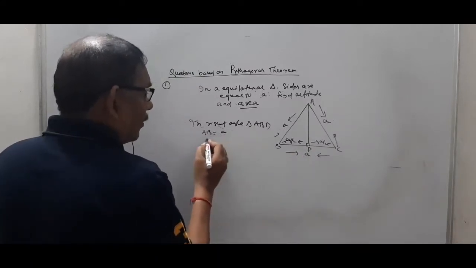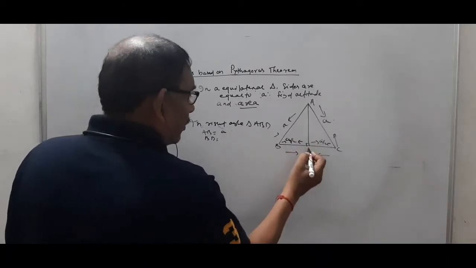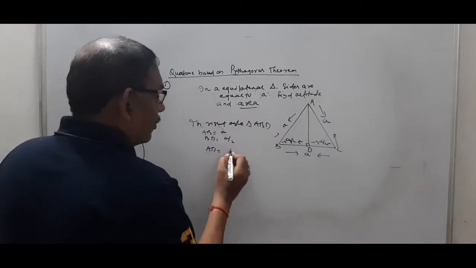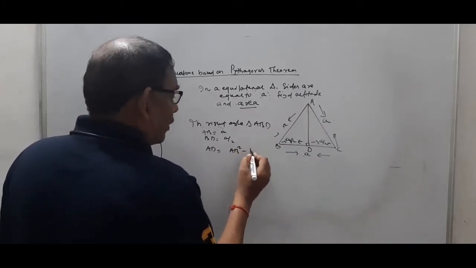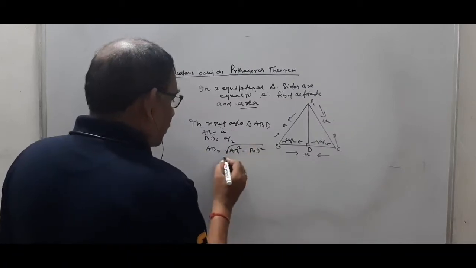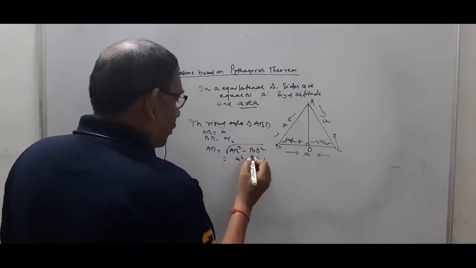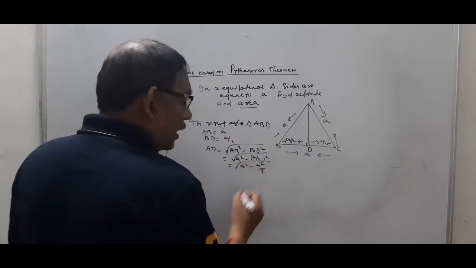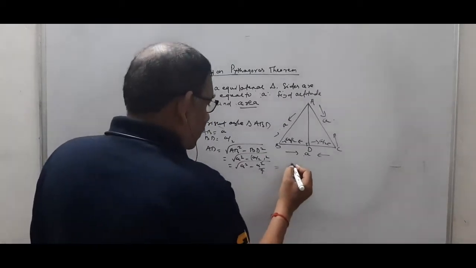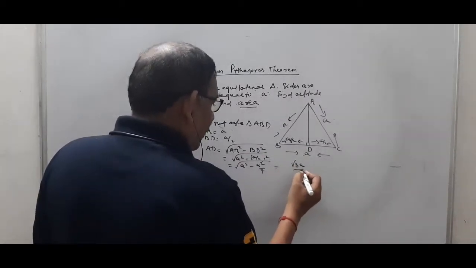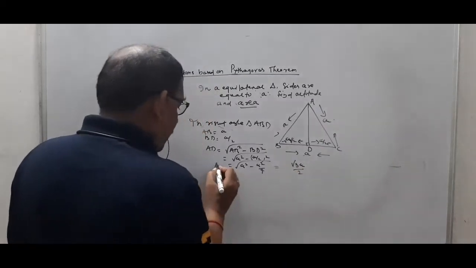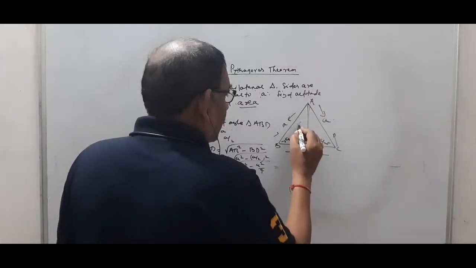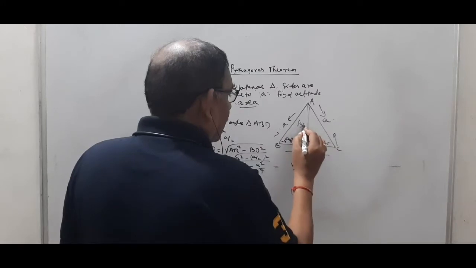In the right angle triangle ABD, AB is equal to A, BD is equal to A by 2. Now AD is equal to the square root of AB square minus BD square. It is A square minus A by 2 whole square, which is A square minus A square by 4. Clear? This equals root 3 by 2 A. So now the altitude AD is equal to root 3 A by 2.